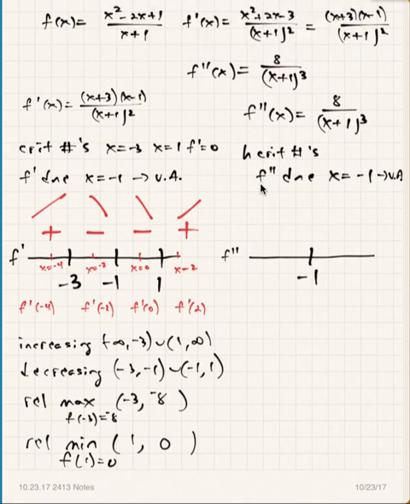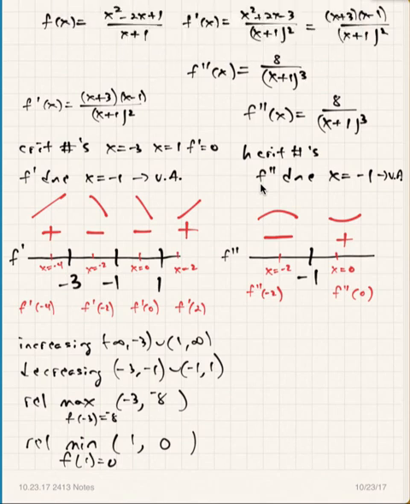We choose a value less than that for a test number, so that would be -2, and greater, and you get 0. At -2, the second derivative is negative. Remember, you're looking at the second derivative evaluated at -2. And then the second derivative evaluated at 0 is positive. So the function goes from concave down to concave up.